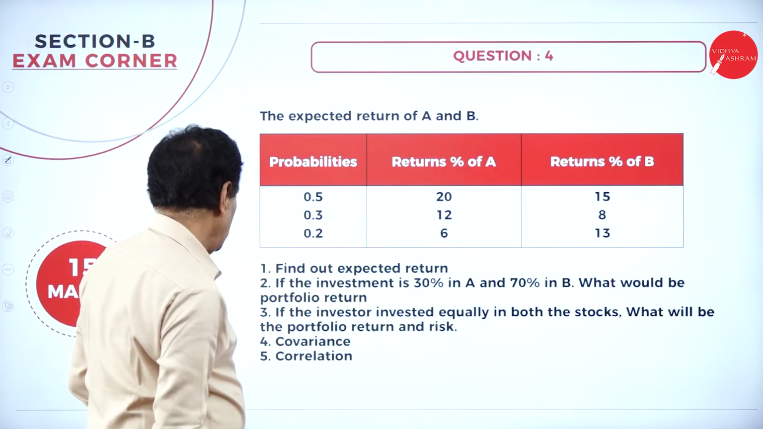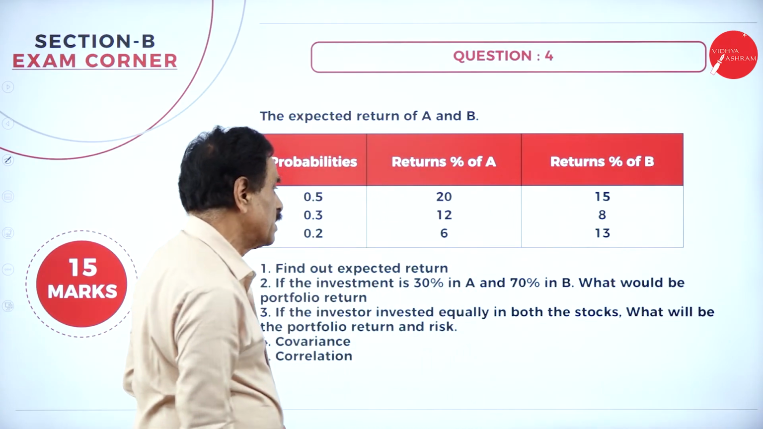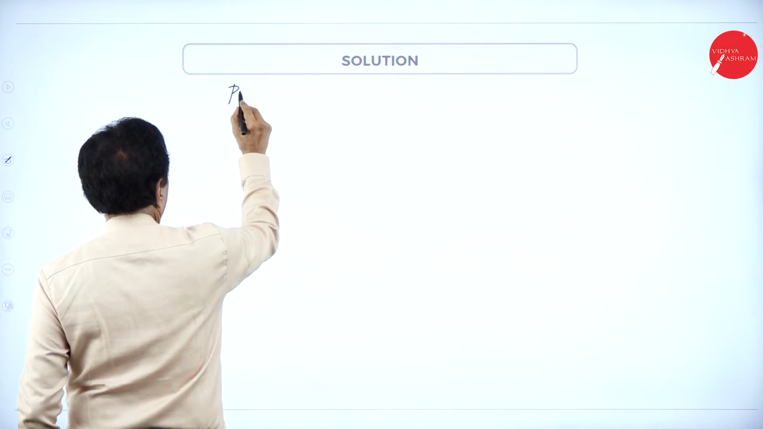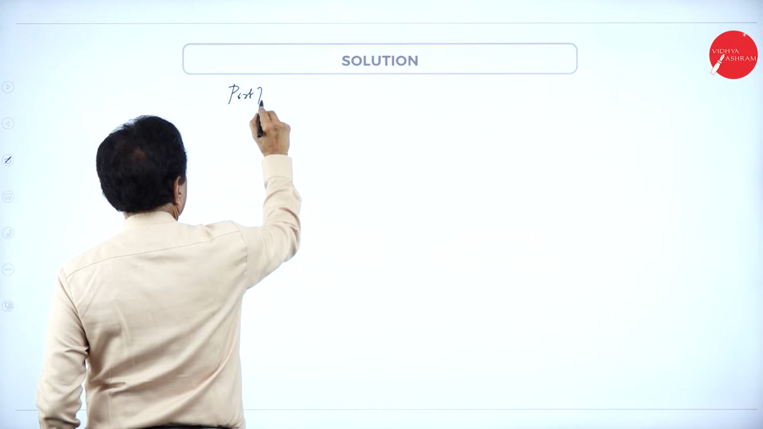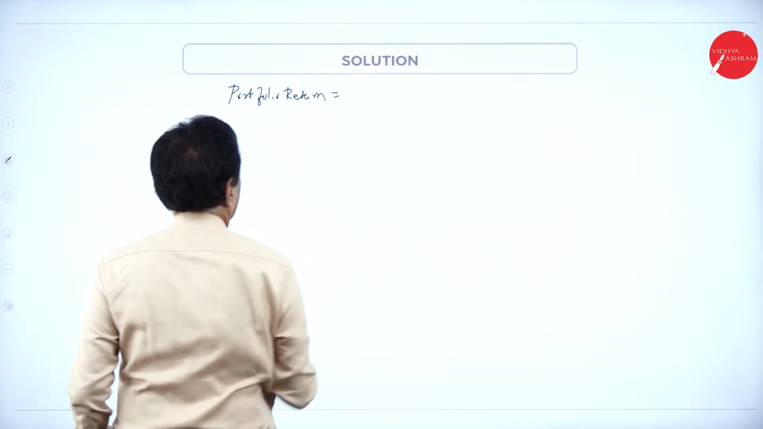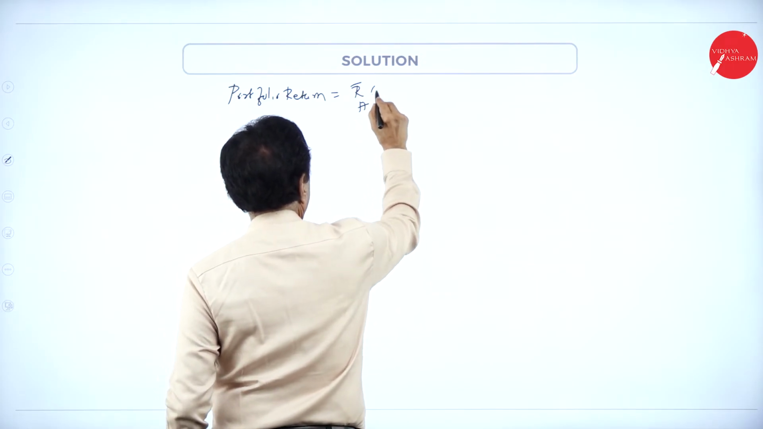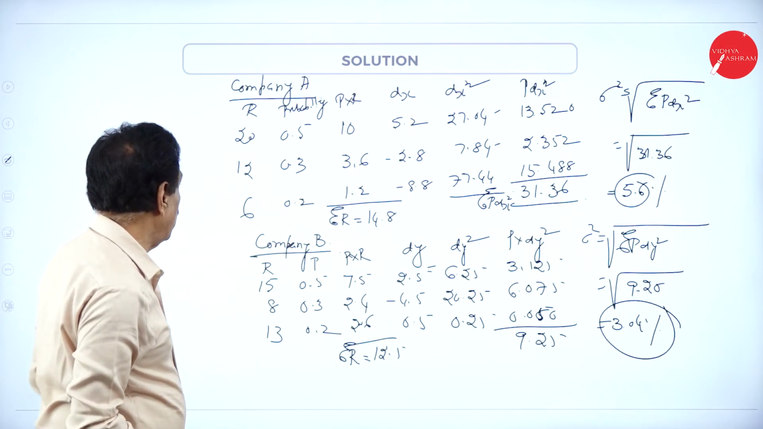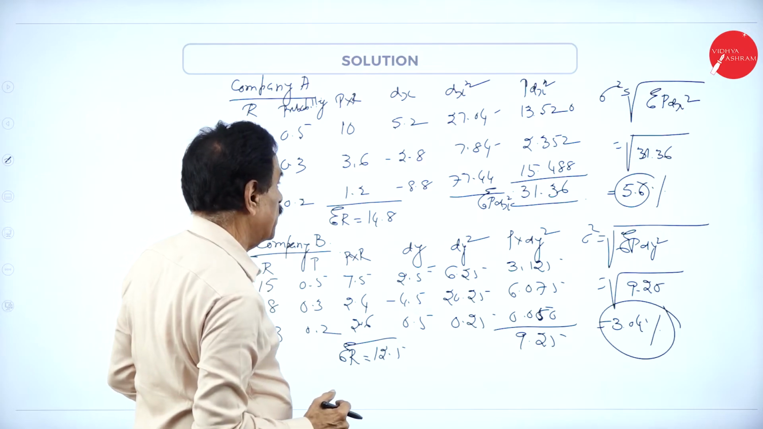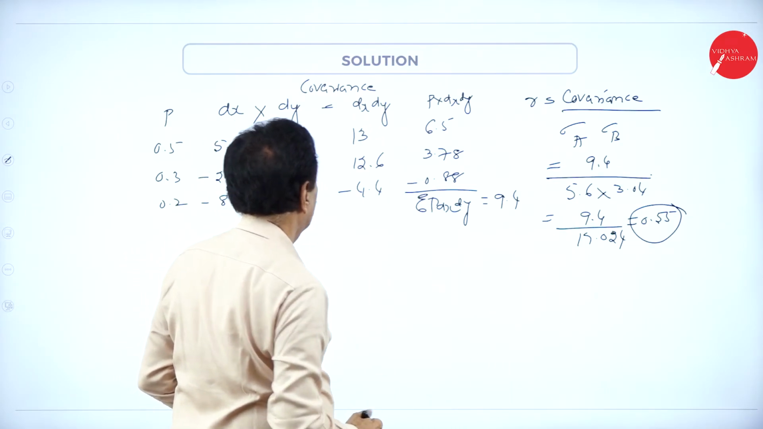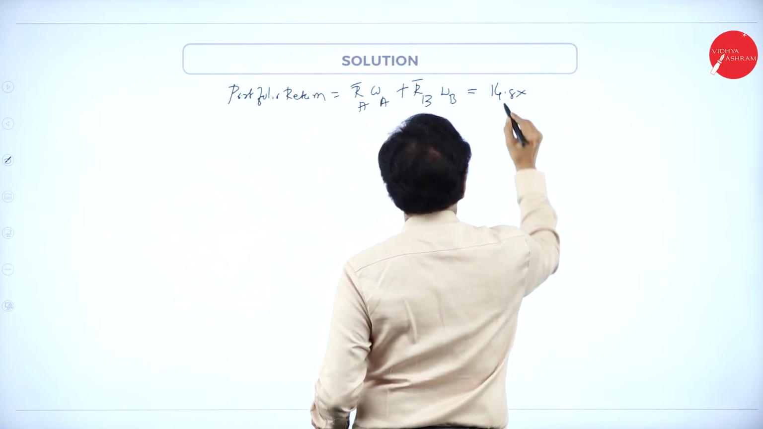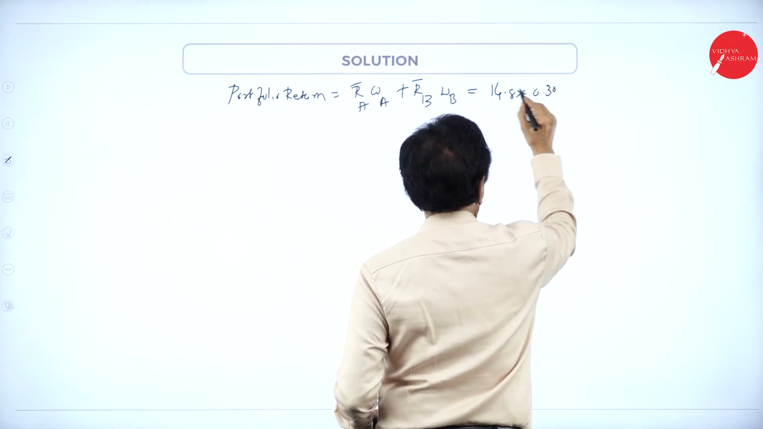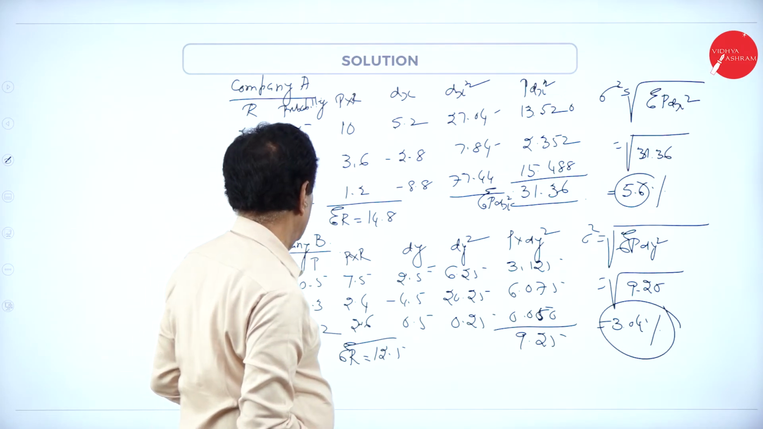Now, what is the next question he asked? If the investment is 30% in A, what would be the portfolio return? Portfolio return is R mean of A times WA plus R mean of B times WB. First one, company A, expected return 14.8, into weight of A. The percentage he has given is 30%, so 0.30.